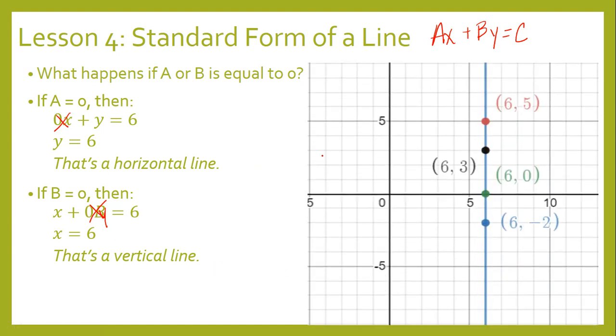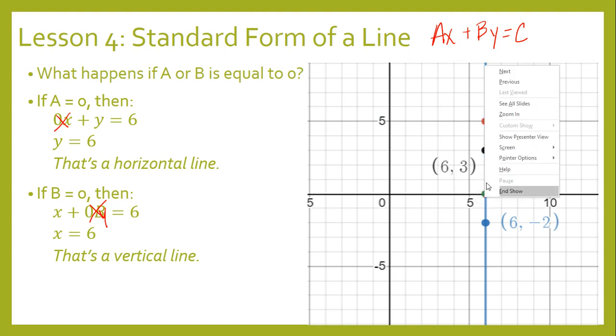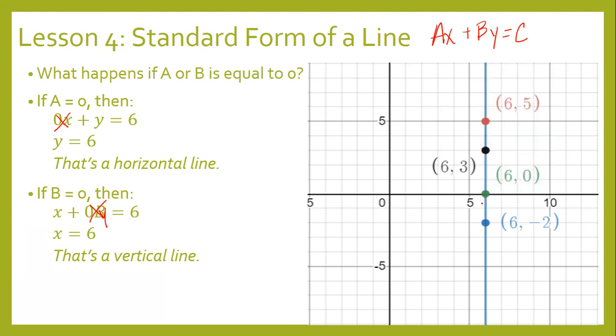You go to your x-axis, you find your number, so in this case 6, and we draw a vertical line through it. This is a line with undefined slope, and what I want you to notice is that every x value on the line equals 6. Hence your equation x equals 6. So those special cases where a or b is equal to 0 create your special cases of slope, 0 slope and undefined slope.